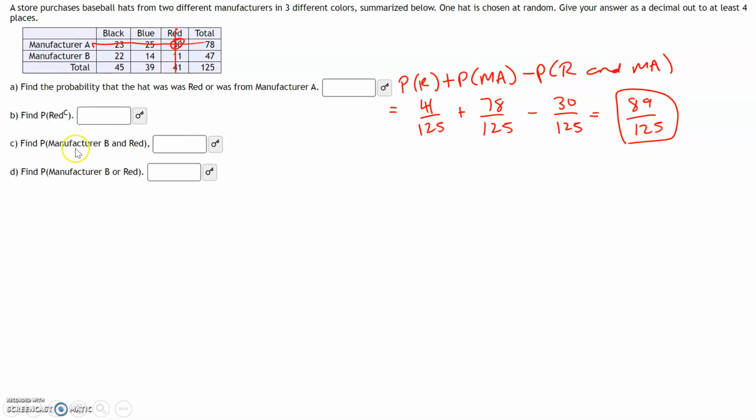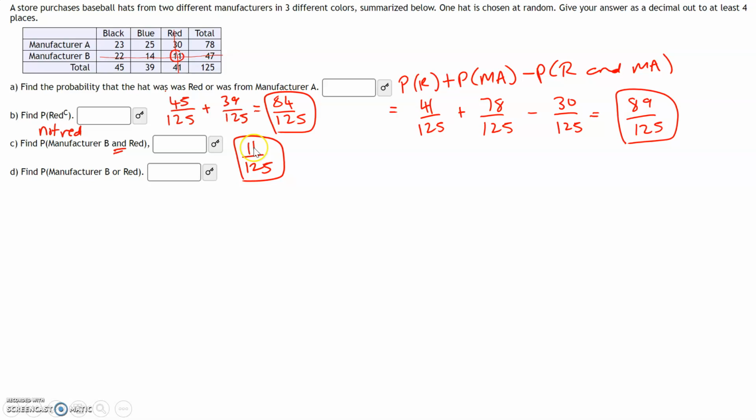Part B says, find the probability that if you select a hat, it's from manufacturer B and it's red. So once again, the word and, we're looking for the intersection. We're looking at how many hats are from manufacturer B and are red. The word and is intersection, and that's going to be these 11. Oh, I'm sorry, that was part C. So I'll go back to part B. So part C, that's going to be 11 out of 125 for manufacturer B and red.